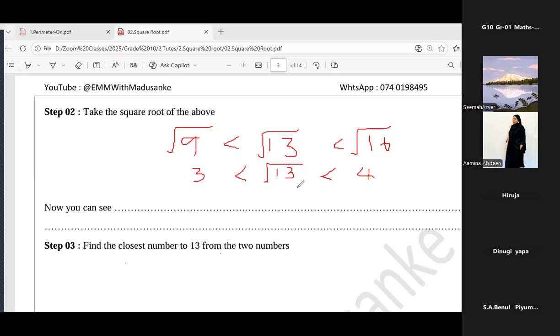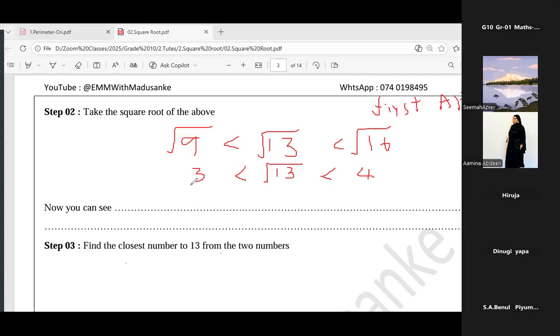What can you understand? What is this saying? Square root of 13, right? Square root of 13 is in between 3 and 4, so it should be a decimal number. That's why the first question they are asking is to find the square root of 13 to the first approximation. Right? First approximation.